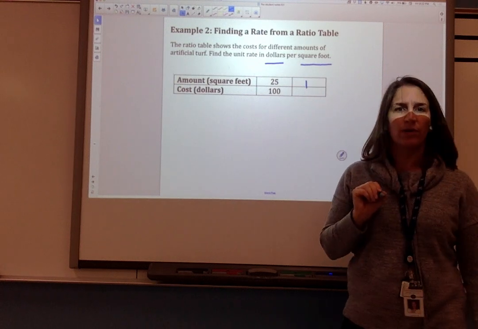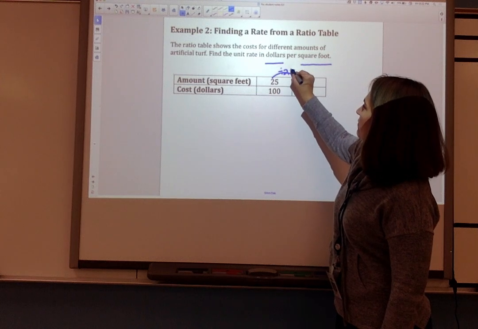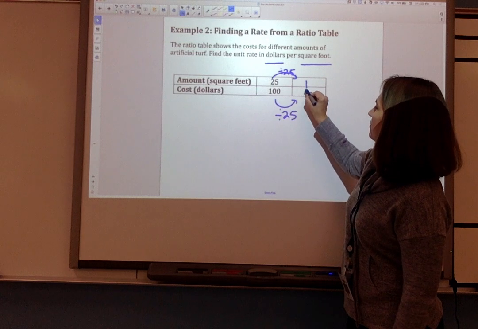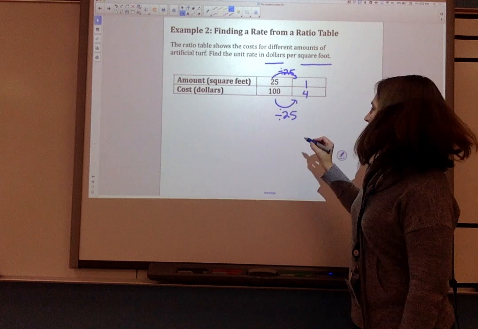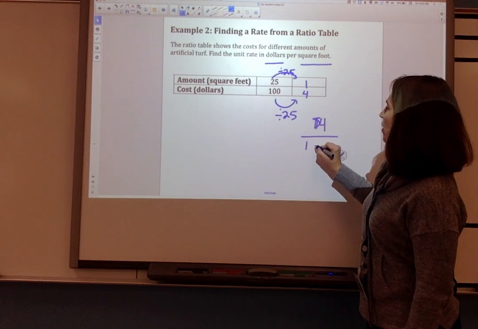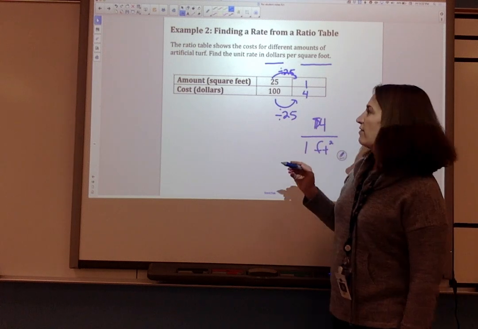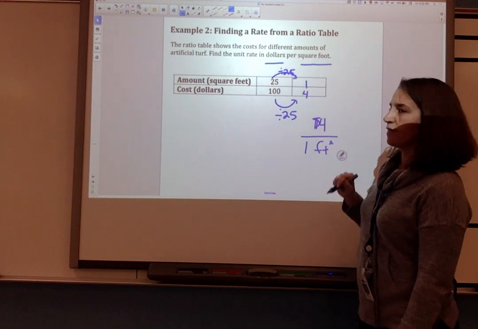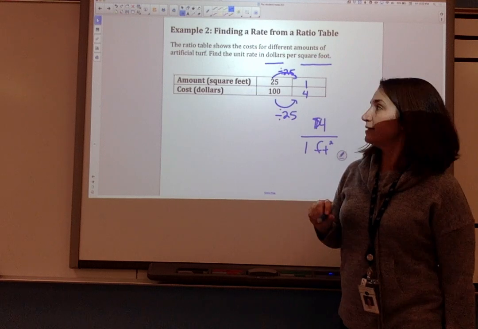So we want this number to be 1. Which means we're dividing by 25. We need to divide by 25 here, and we get 4. So our unit rate is going to be $4 per 1 square foot. And we want to have, since we know we want a unit rate of dollars per square foot, we want that 1 square foot on the denominator of this rate.